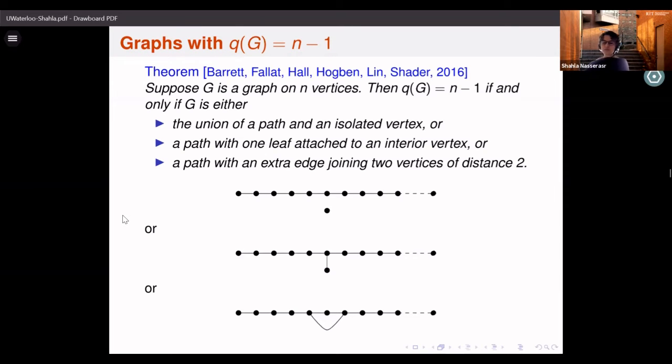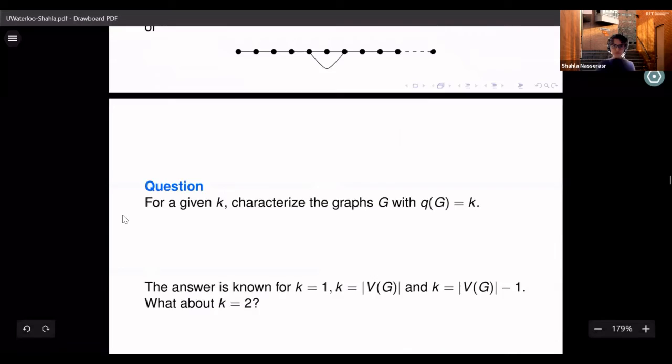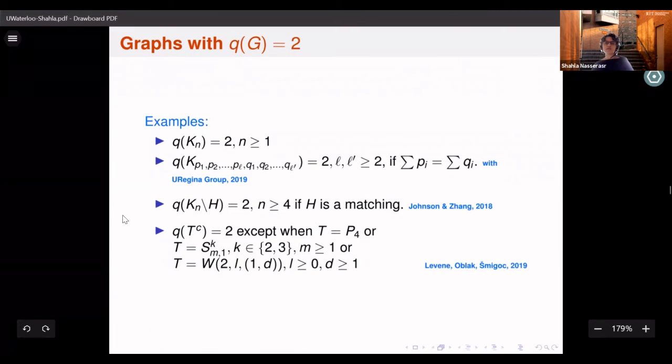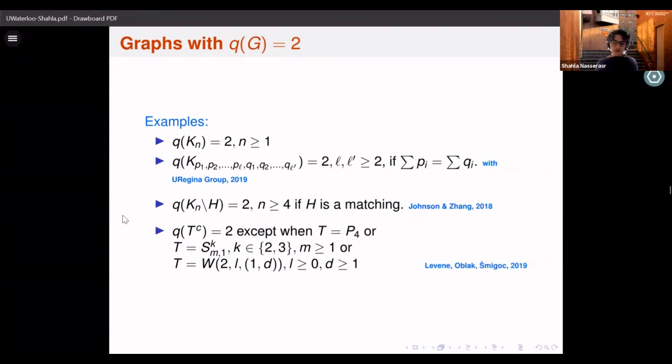So of course the question is, what about the other values of Q? Let's start thinking about the graphs with Q equals 2, because that's where it gets really interesting. First I'm going to show you some examples of graphs with Q equals 2. A very simple one is just a complete graph. You can write the adjacency matrix and see that it has 2 distinct eigenvalues, and Q is not 1, therefore it has to be 2.